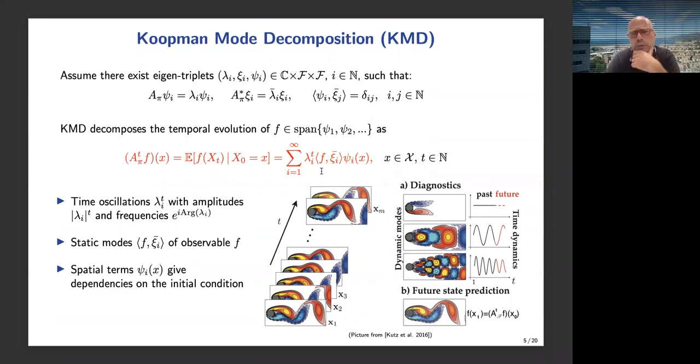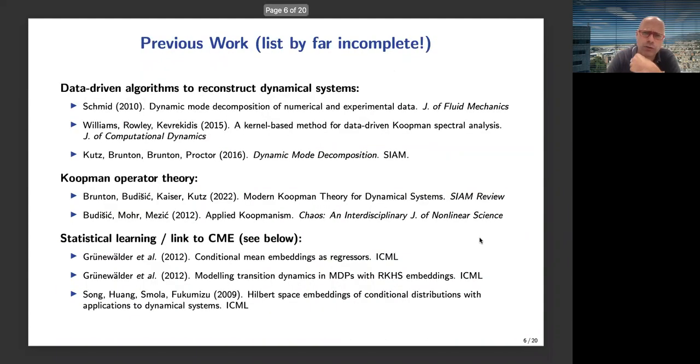So this allows us to study how an observable of the system evolves with time. And here you can see a picture of a PDE, which has been discretized, and where this decomposition has been used to study the different components of the system. In particular, here you see how the eigenvalues, right? Since the eigenvalues are complex numbers, you see their amplitude and their frequencies.